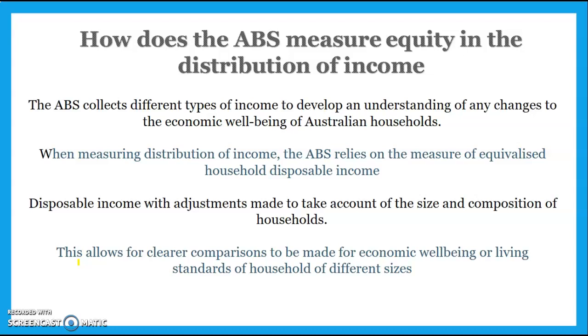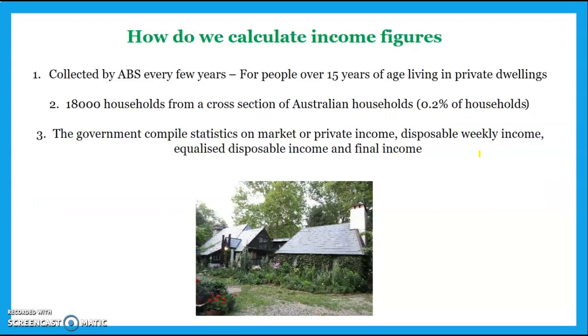So to calculate income, we use a thing called equivalized household disposable income, and that's basically the disposable income divided by the amount of people reliant on that income in that household. That allows us to make comparisons between households to see what people's costs of living and people's living standards are like. So essentially, to calculate income inequality, it's done every few years by the Australian Bureau of Statistics, or the ABS, and it's for people over 15 years of age.